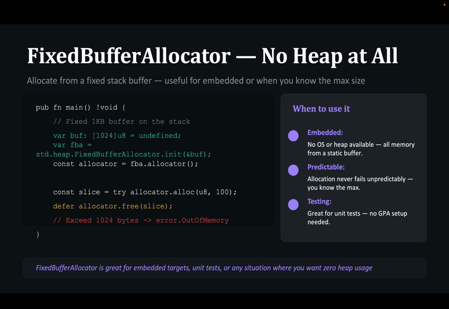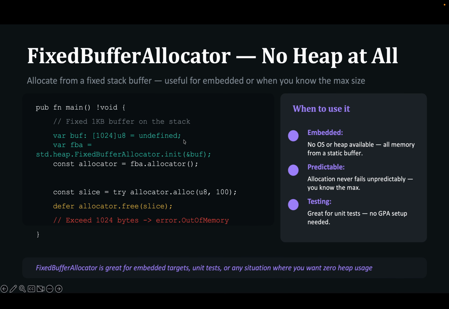Now we go to the fixed buffer allocator. One more allocator worth knowing is called the fixed buffer allocator. This one doesn't use the heap at all. It allocates from a fixed array on the stack. So the first thing you do here is create a 1024 array equal to undefined. It is basically a 1 kilobyte array, and this is the actual backing storage for all allocations. Undefined means all the bytes are uninitialized and we do not pay to zero them.